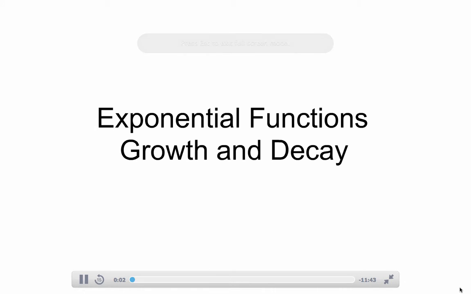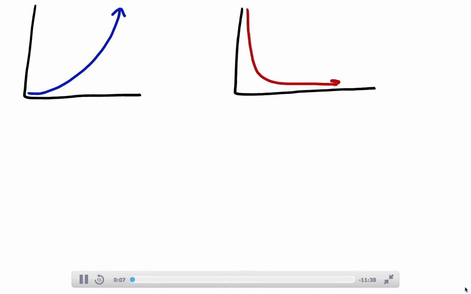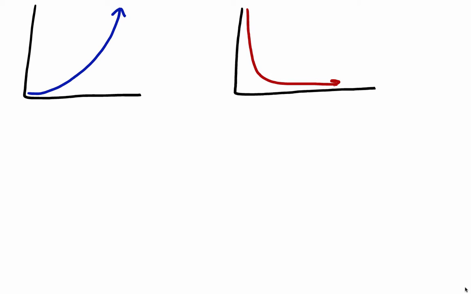Looking at exponential functions and particularly growth and decay. So here's two graphs of growth and decay. Exponential means they go up very fast, so there's going to be a curve to them. This would be one of growth, and this would be an exponential function of decay, because it starts up high, and then it goes down, exponentially decreasing.